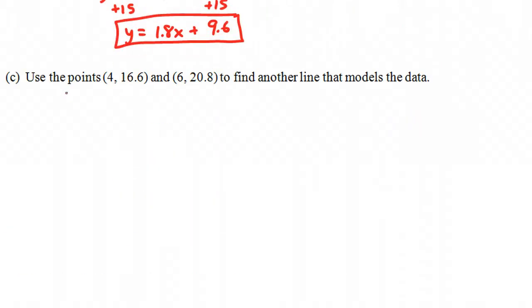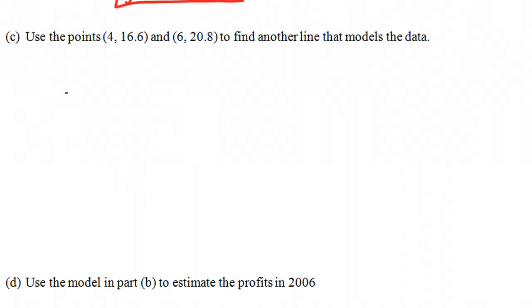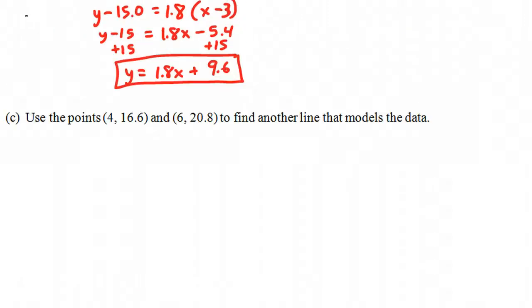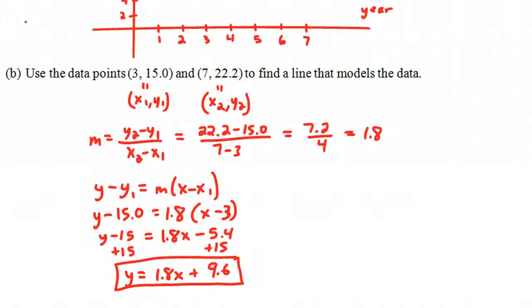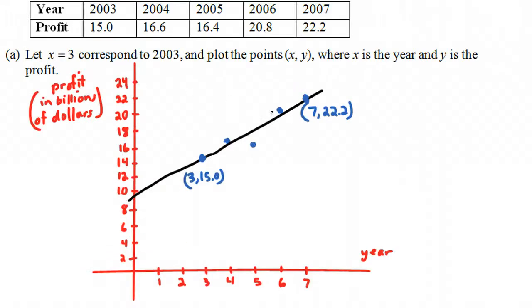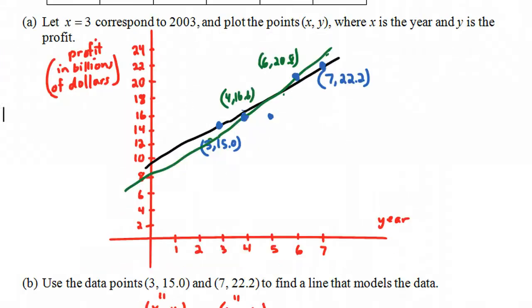In part C it says use the points (4, 16.6) and (6, 20.8) to find another line that fits the data. So we're going to pick 2 other points. I've labeled the points we're looking at, and I've drawn in the green line here. I apologize, I can't draw a straight line very well, but the line does go through these 2 data points. Notice it's a little different than the black line, the line that went through the other 2 data points. The question is, what is the equation of that green line?